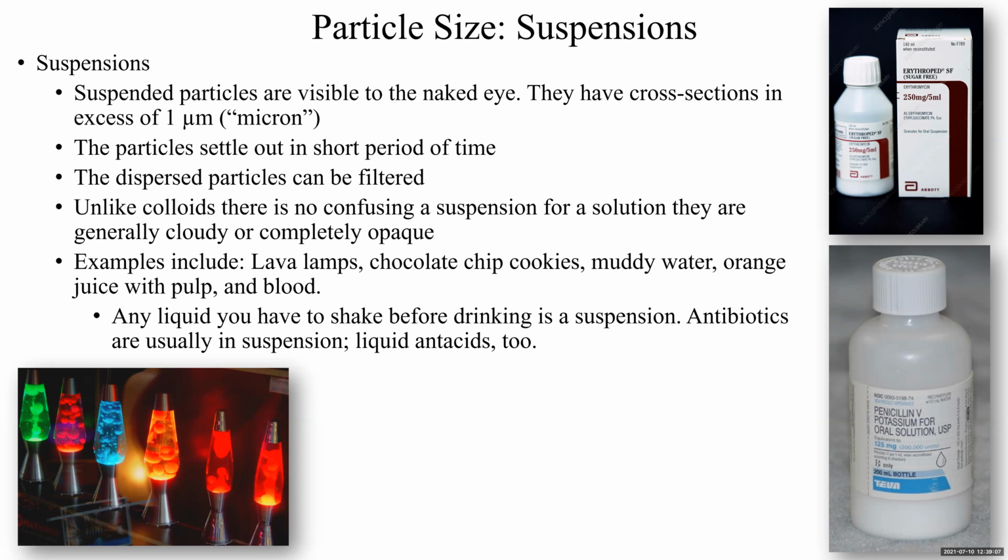Muddy water, orange juice with pulp. The pulp, of course, is your suspended particle. Blood is an example. You have all these cells dispersed in the plasma, the pure liquid part of blood. Any liquid that you have to shake before drinking is a suspension. For example, if you buy soy milk, you usually have to shake it before you drink it. That's because you want all that wonderful vitamin B12 and other vitamins inside your soy milk.